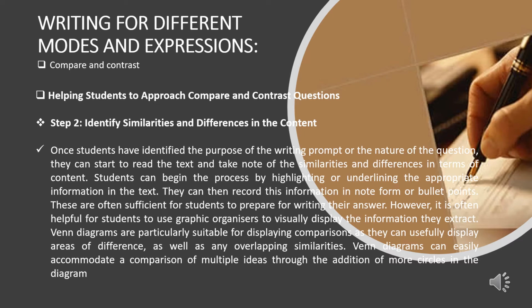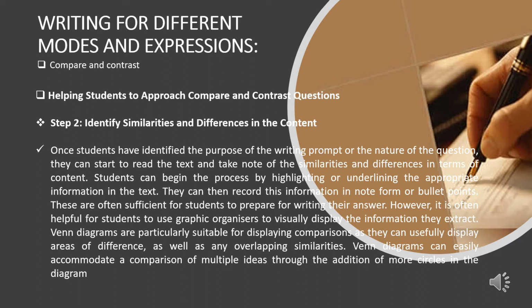Step 2 is identifying similarities and differences in the content. Once students have identified the purpose of the writing prompt or the nature of the question, they can start to read the text and take note of the similarities and differences in terms of content. Students can begin the process by highlighting or underlining the appropriate information in the text. They can then record this information in note form or bullet points. These are often sufficient for students to prepare for writing their answer.